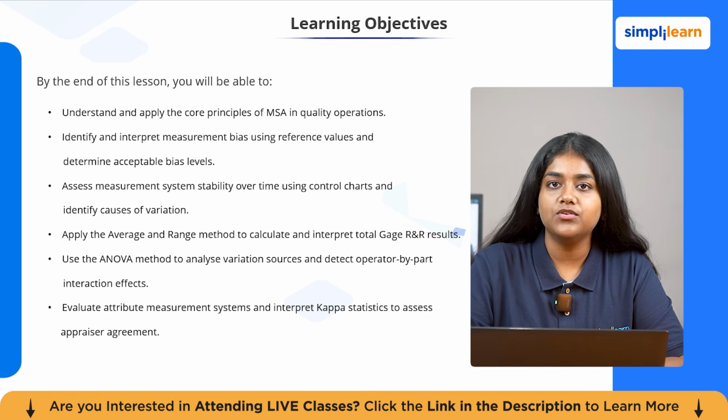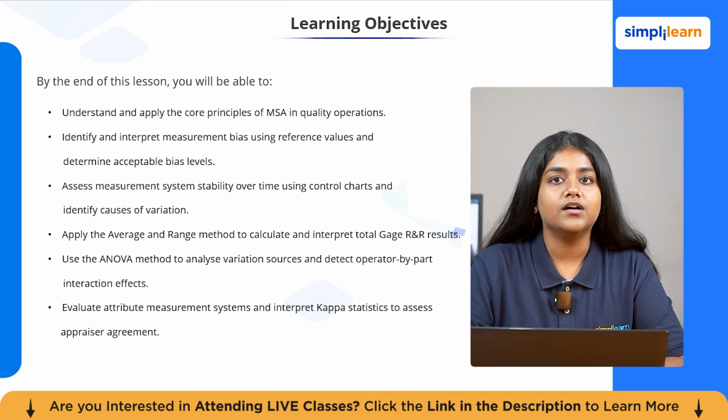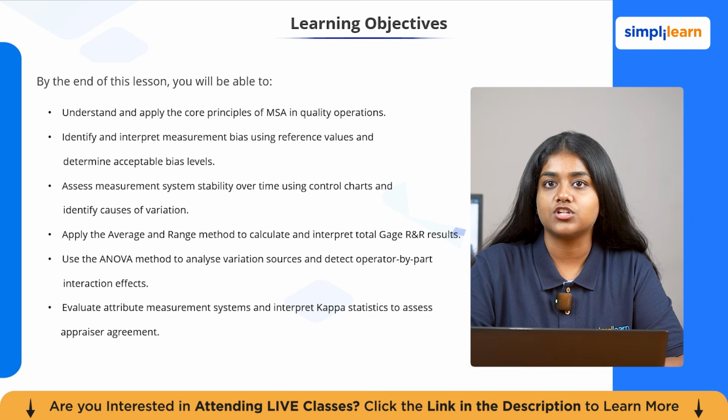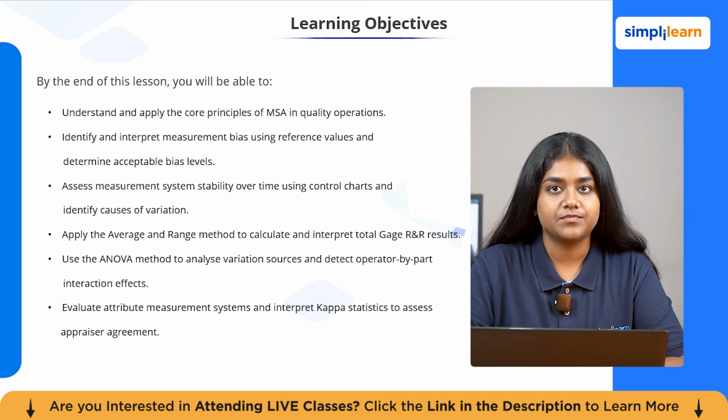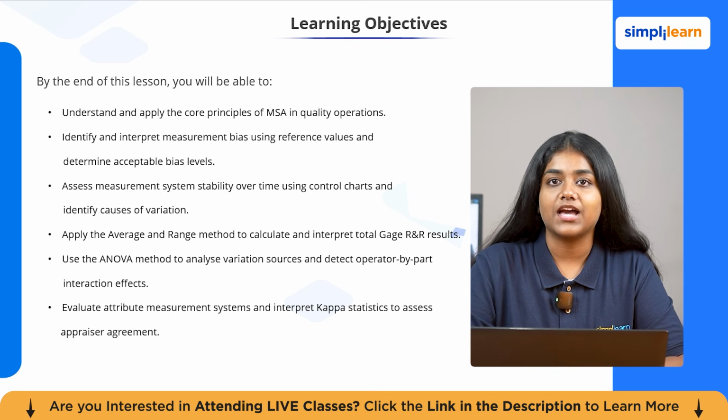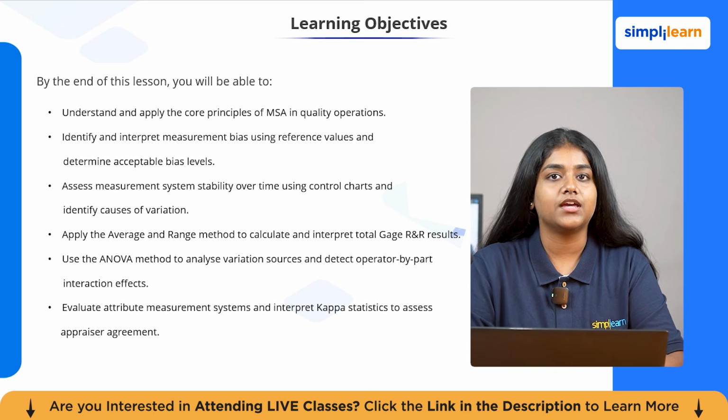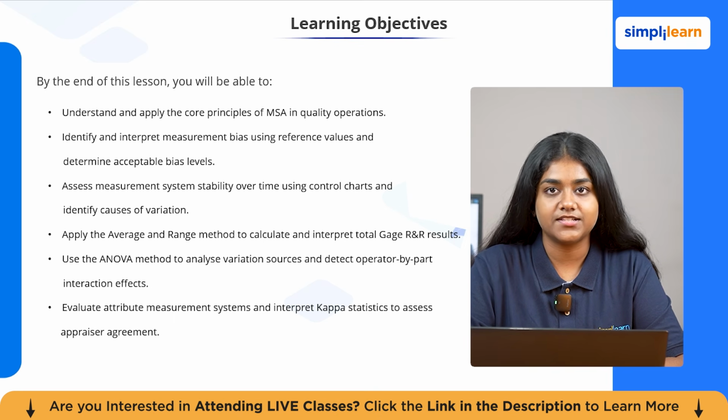You will know how to evaluate the stability of a measurement system over a period of time. You will learn how to use control charts to monitor measurement performance and identify unusual patterns, shifts, or trends. You'll also learn how to investigate possible causes of variation, such as equipment wear, environmental changes, operator differences, or calibration issues.